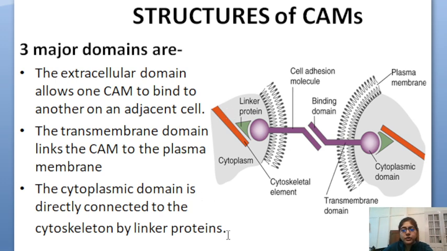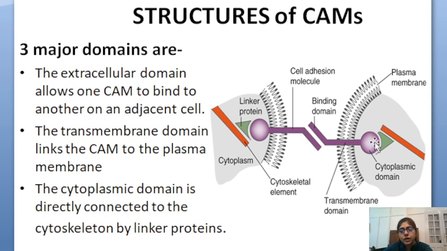Let's see the structure of the cell adhesion molecules. All the cell adhesion molecules have three major domains. One is extracellular domain. We can see in this diagram, this part is extracellular domain. And one is transmembrane domain. So this is the plasma membrane, and the domain which can span through the plasma membrane is called transmembrane domain. And there is one domain which is on the interior part of the plasma membrane, that is in the cytoplasm area, that is called cytoplasmic domain.